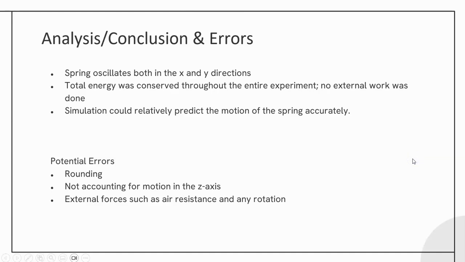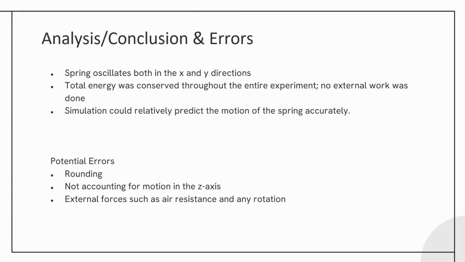Now onto the discussion. For the analysis and basically the conclusion of the experiment, the spring oscillated in both the x and the y direction. Total energy was conserved throughout the entire experiment, which means that no external work was done, and that could be seen on the last graph with the orange line being at 0, so there was 0 change in energy throughout the experiment. The simulation could also relatively predict the motion of the spring accurately, as the two lines were relatively close together and had a similar pattern.